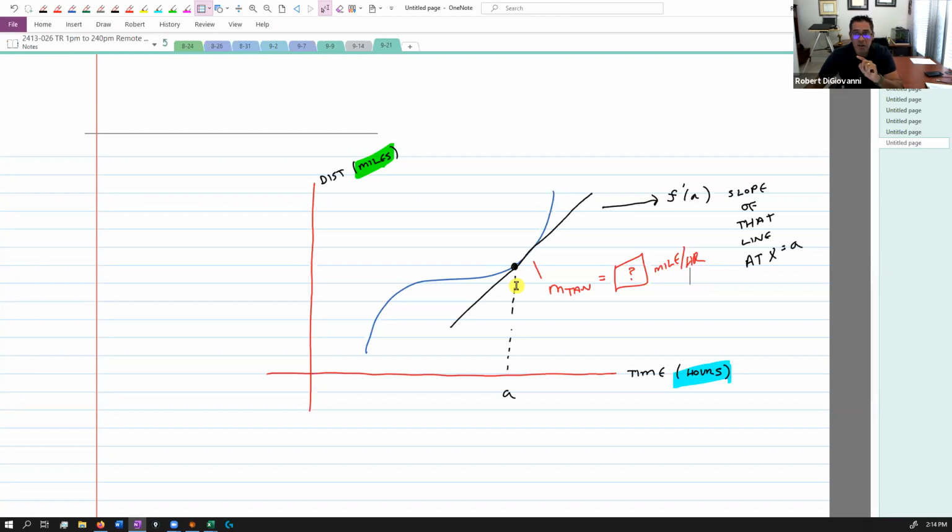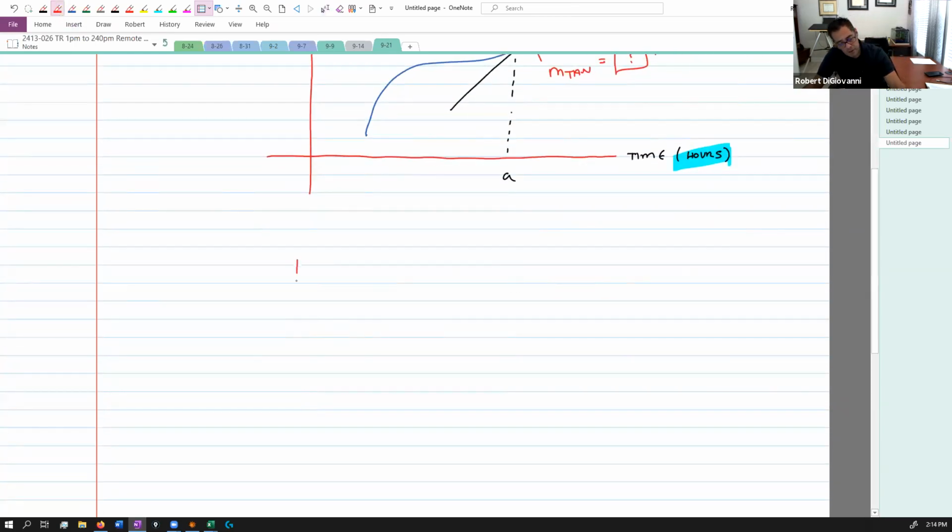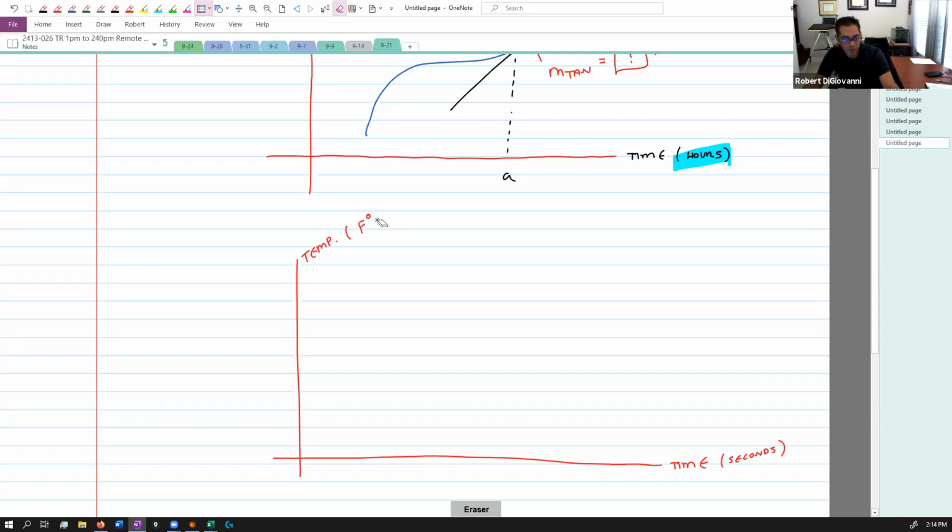Instantaneous rate of change does not have to be miles and hours though. It can be anything. So let's say you have some other graph where, let's stick with time here just to make it easy, and then let's say this is temperature. And maybe time is measured in seconds and the temperature is measured in Fahrenheit.